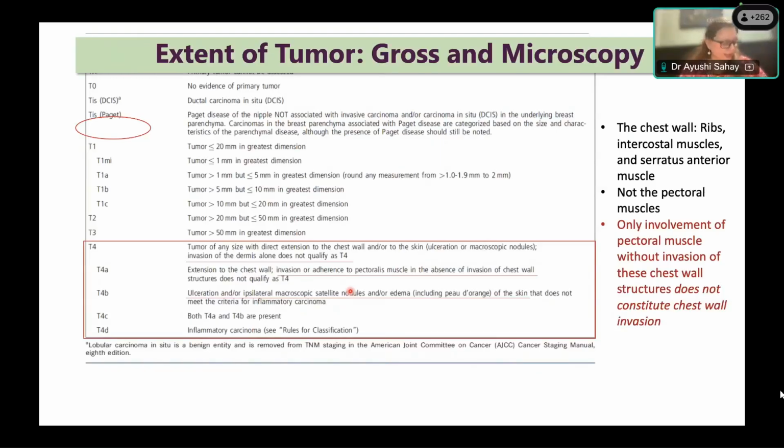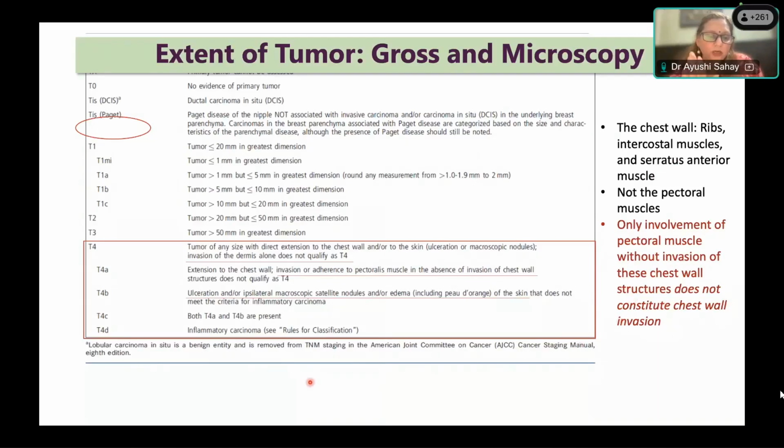So this is the AJCC diagram for the extent of tumor. You have to remember that if a tumor of any size is involving the chest wall or skin with ulceration, or ipsilateral macroscopic distinct nodules separate from the tumor, then it is considered a pT4. And in that you have pT4a, that is chest wall invasion. Invasion of the pectoralis muscle or adherence is not enough to call invasion of the chest wall. You have to go to the underlying structures, the ribs, intercostal muscle or the serratus anterior muscle. Only involvement of the pectoral muscle without chest wall structures does not constitute chest wall invasion.